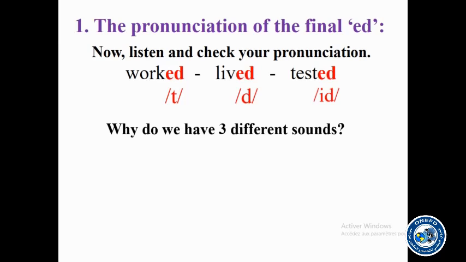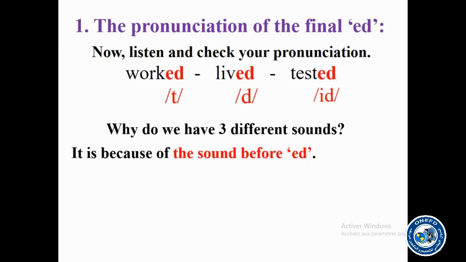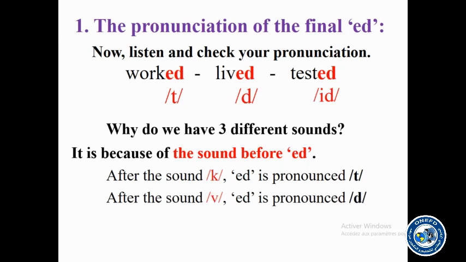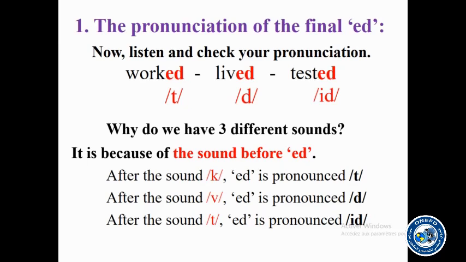The question now is why the same letters are pronounced differently. It's because of the sound before ED. For the 3 examples we have here, after the K sound ED is pronounced T. After the sound V, ED is pronounced D. And after the T sound ED is pronounced ID.